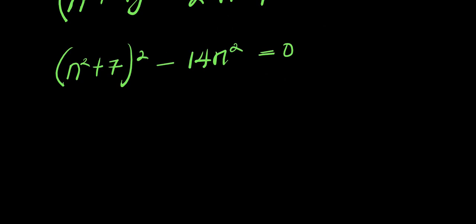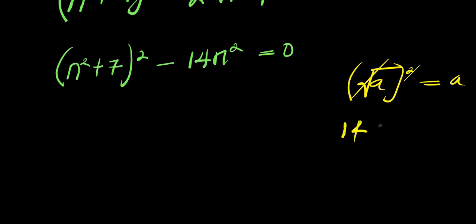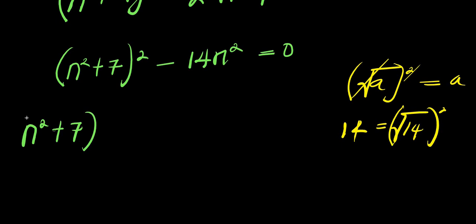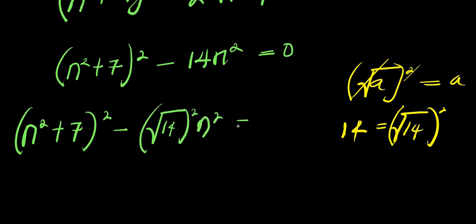Now, I can express square root of a raised to the power of 2 as a, because square root eliminates the square here, we have a. So this 14 here, I'm going to express it as square root of 14, 14 is square root of 14 raised to the power of 2. So we simply have n squared plus 7 power 2 minus square root of 14 power 2 times n squared equals 0.